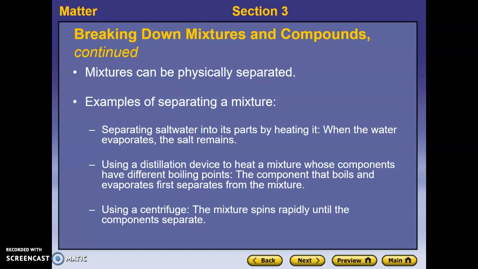We can also use differences in density to help us separate a mixture, and a centrifuge can help us with that. A centrifuge is essentially a quite simple machine that just spins things really, really fast. So if we put a mixture into a test tube and put that test tube in the centrifuge, when it spins really, really fast, if there are differences in density, the more dense material will be drawn to the bottom of the test tube, and the less dense material will rise to the top.